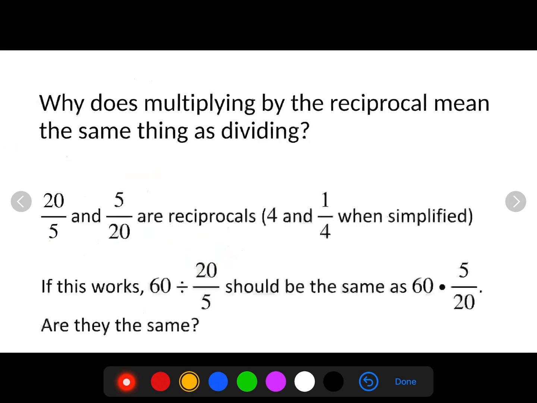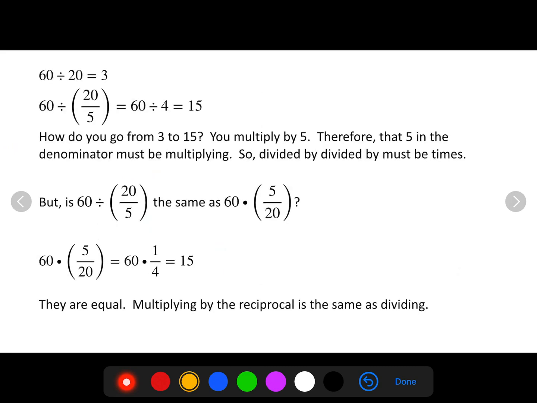Okay, so why does multiplying by the reciprocal mean the same thing as dividing? Well, first of all, 20/5 and 5/20 are reciprocals. If I simplify them, 20/5 is 4, and 5/20 is 1/4, and 4 and 1/4 are reciprocals. If multiplying by a reciprocal means the same as dividing, then 60 divided by 20/5 should be the same as 60 times 5/20. Are they the same? Well, 60 divided by 20/5 is the same as 60 divided by 4, because 20/5 is 4, and 60 divided by 4 is 15.